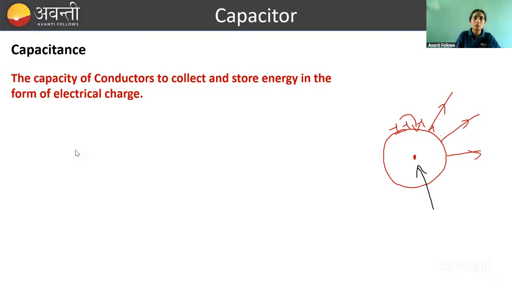ठीक है. चलो, now we will define capacitance. Capacitance is what we know now. What is capacitor? What is its function? So basically capacity of capacitor gets defined by the term capacitance. ठीक है. So capacitance basically identify what is the capacity of conductor. Done it. So this is capacity of conductor to collect and store energy in the form of electrical charge. Let me tell you here only capacity.